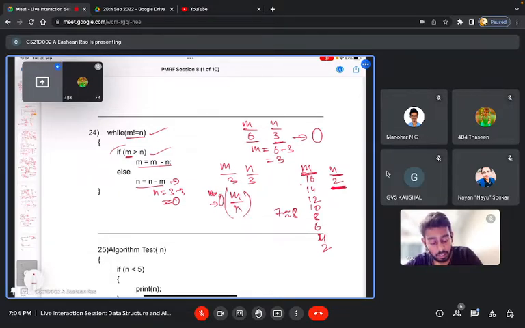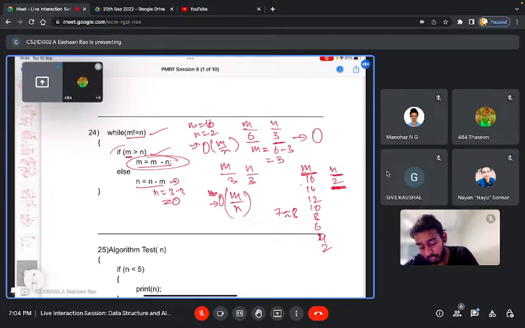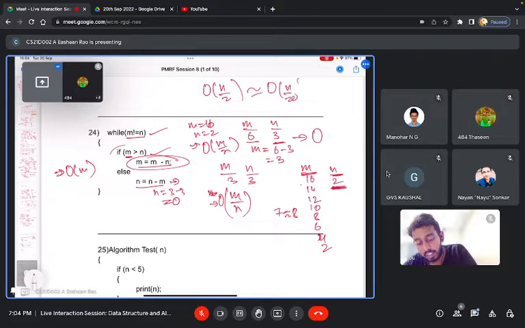In this case, since m is 16 and n is 2, we will say that this particular function runs for order of m by n, and you have to simplify it. Usually it will again be in the order of m, because we have seen earlier that whenever it is order of n by 2 or order of n by 20, it's usually considered order of n. So here also, order of m by 1 will be equivalent to order of m.